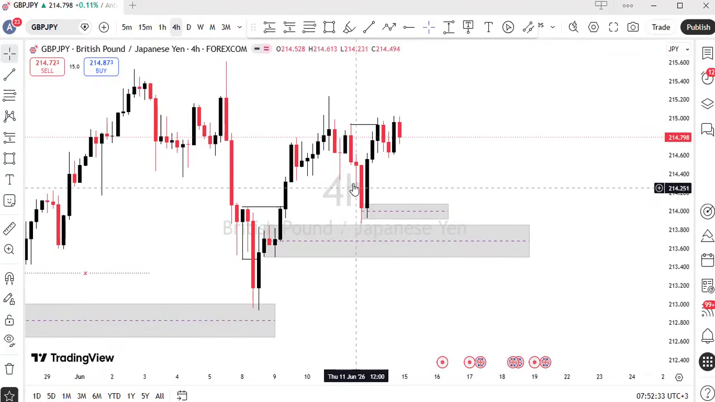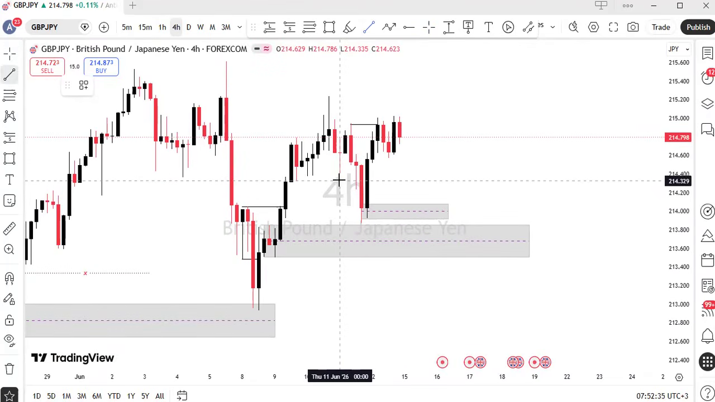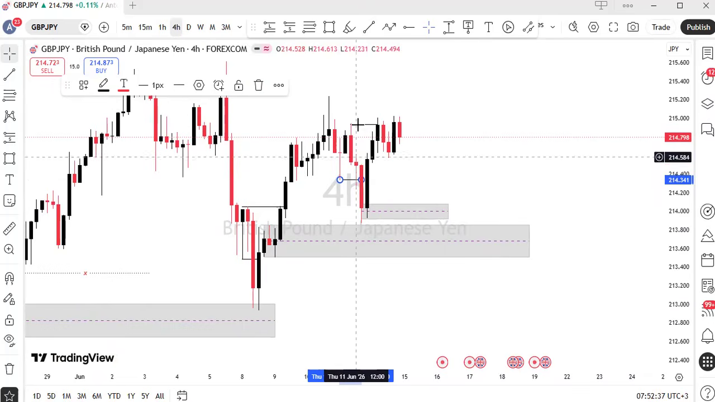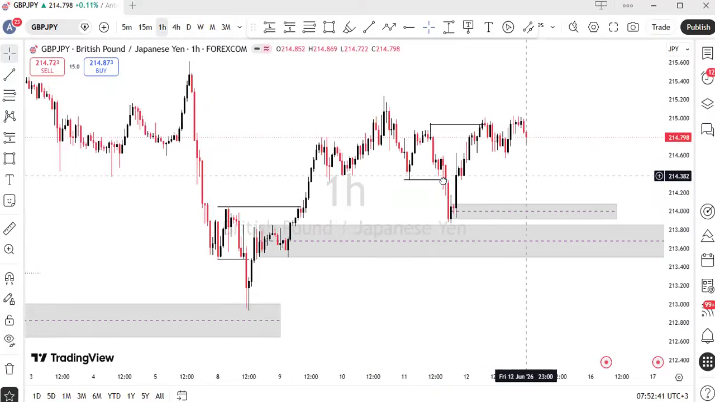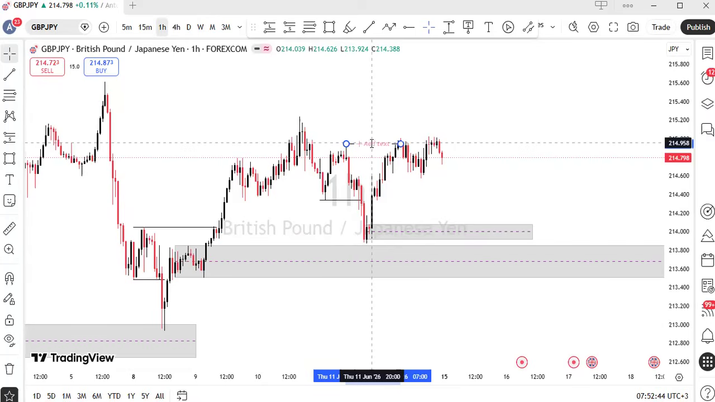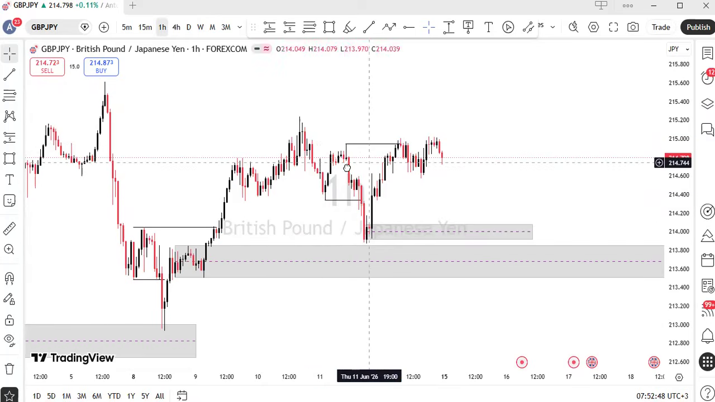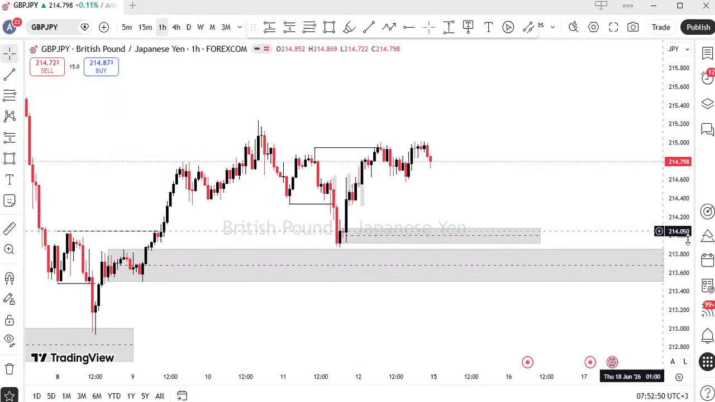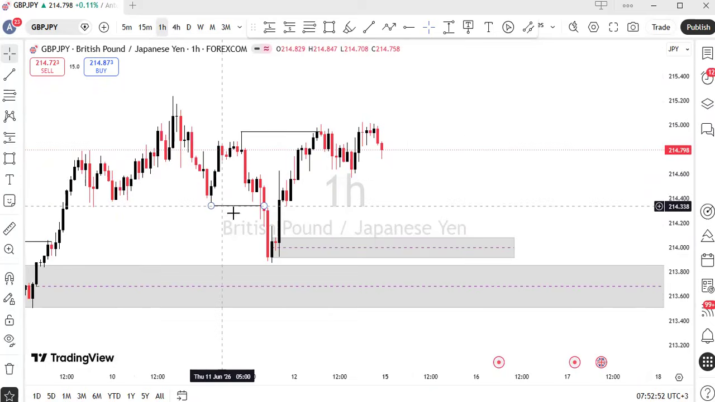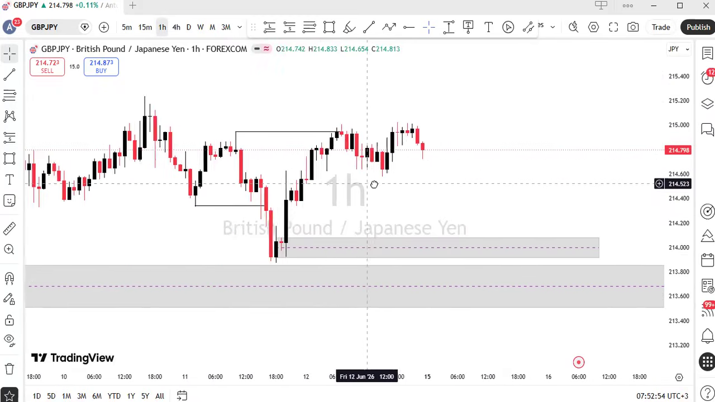And also you can see that we have a fractal change of character here again. You have a fractal break, and you have a fractal change of character. So if I go to the 1 hour time frame, you can see that is the fractal change of character that we saw on the 4 hour. Of course, whatever is fractal on the 4 hour becomes a swing on the 1 hour.